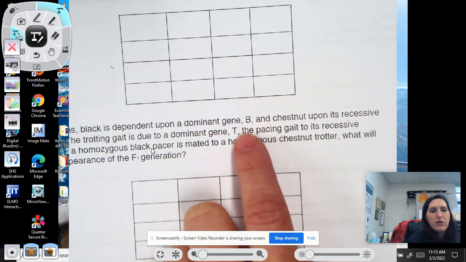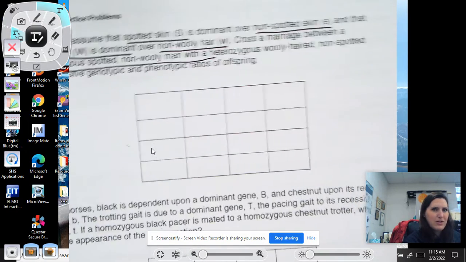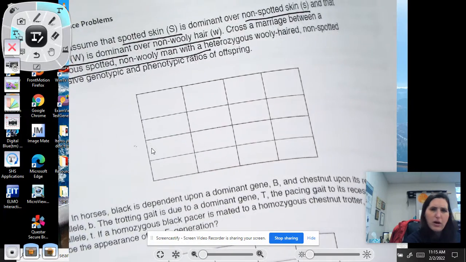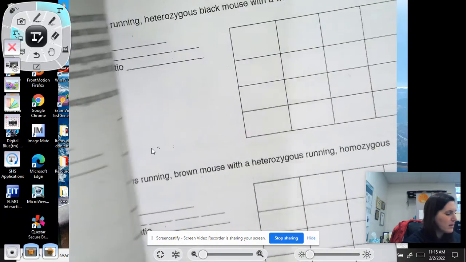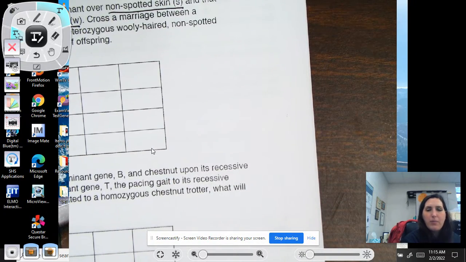The colors are on here too. So sometimes you run across things that you've never heard of before, but you have to just rely on your genetics and say, actually, I can figure this out. I don't really need to know what a pacing, trotting chestnut horse is. Okay, and that's dihybrids. I hope that helps you figure these out.